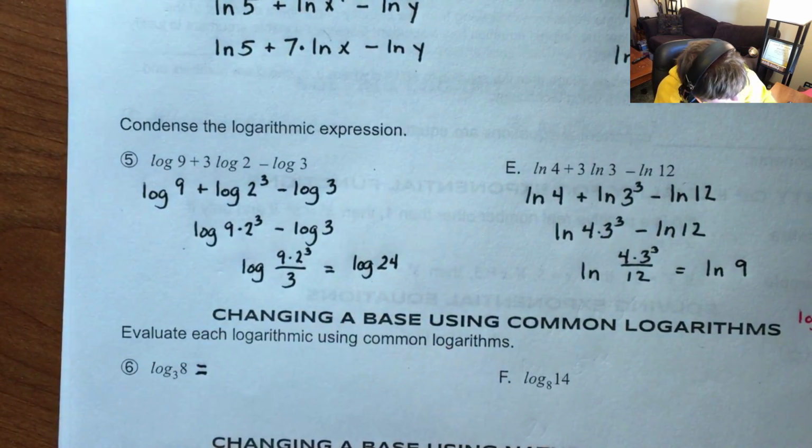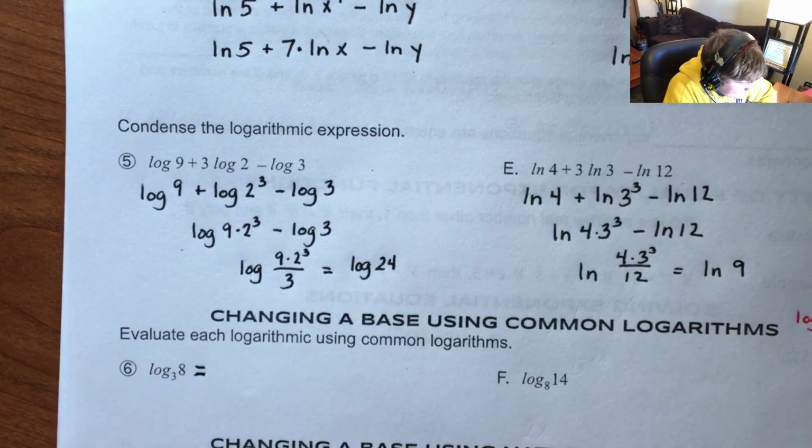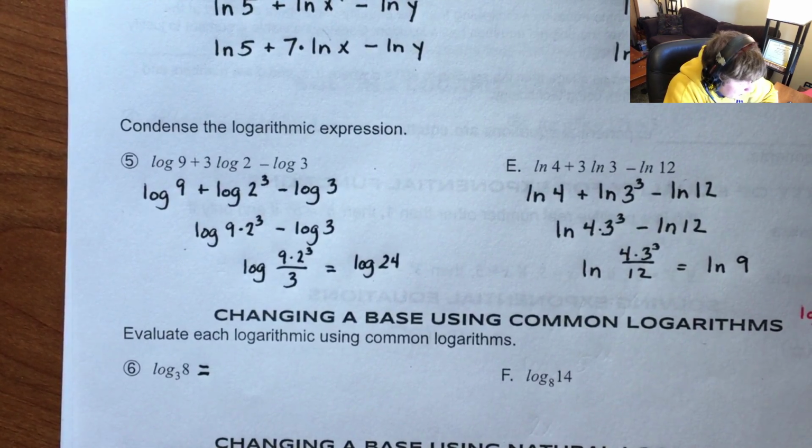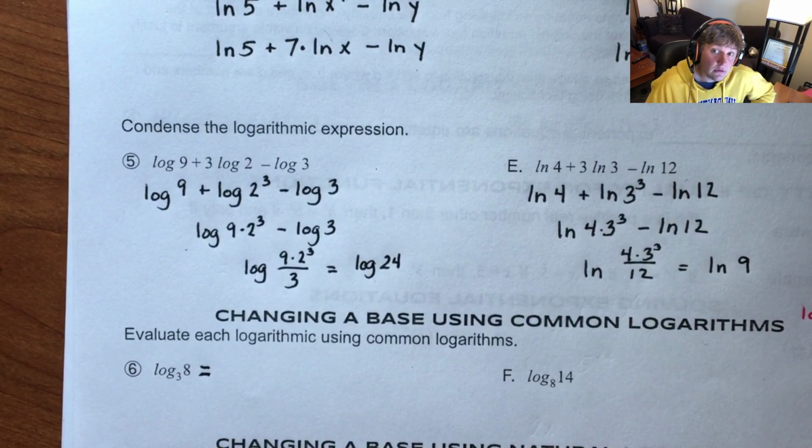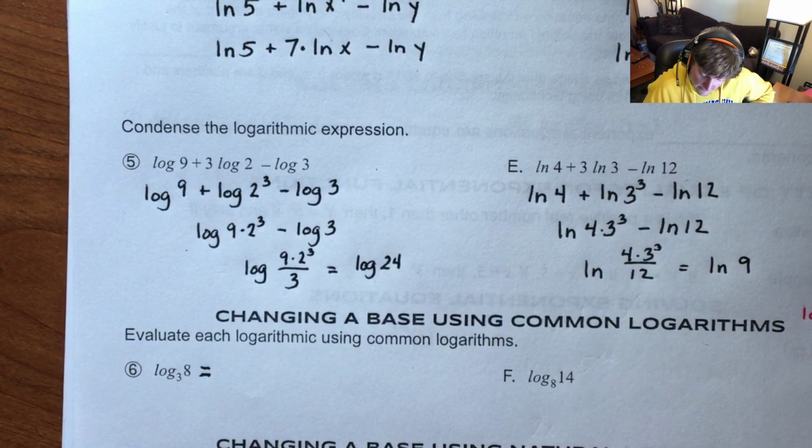Okay, so here I have log base 3 of 8. And I want to figure out what that's equal to. I want to know what number I need to raise 3 to, to get 8. Now we know it's going to be a little less than 2 because 3 to the second power is 9. But I want it a little bit more precise than just a little less than 2.